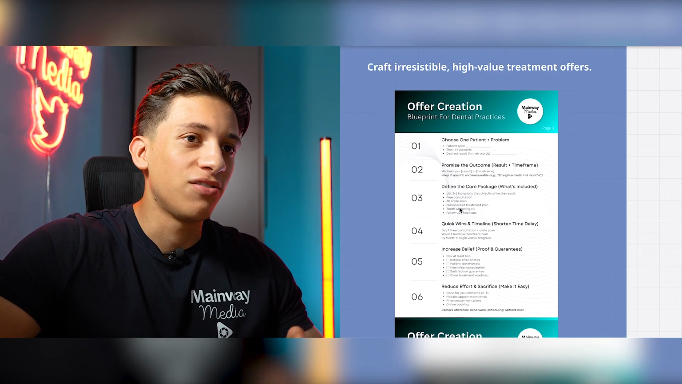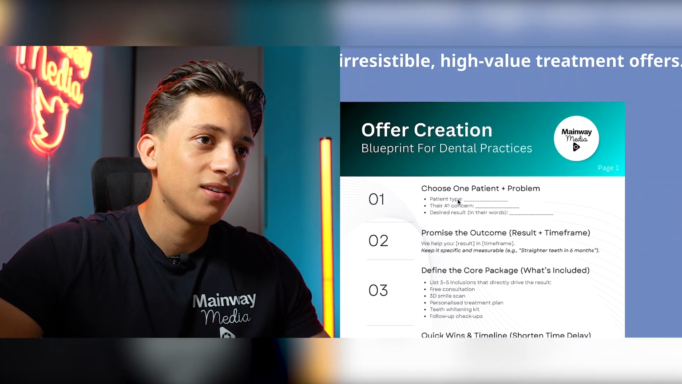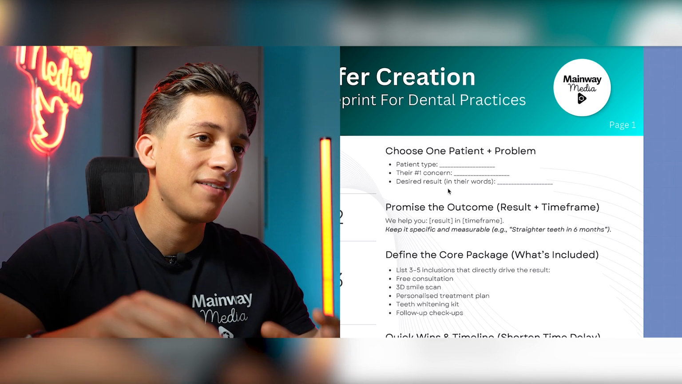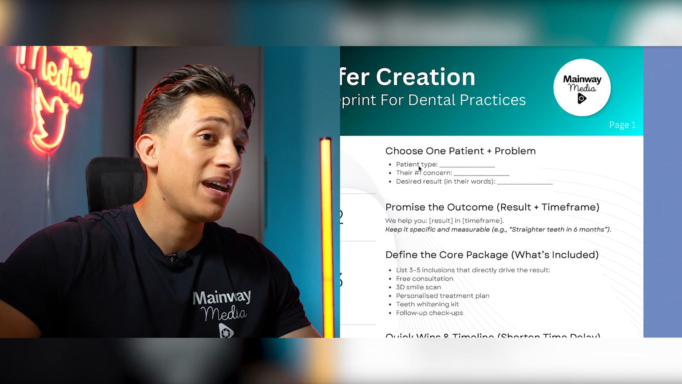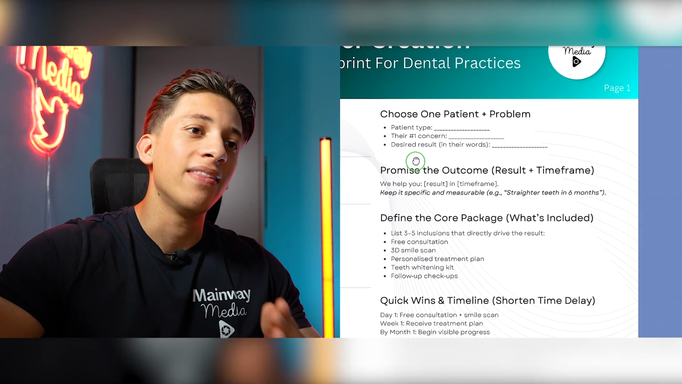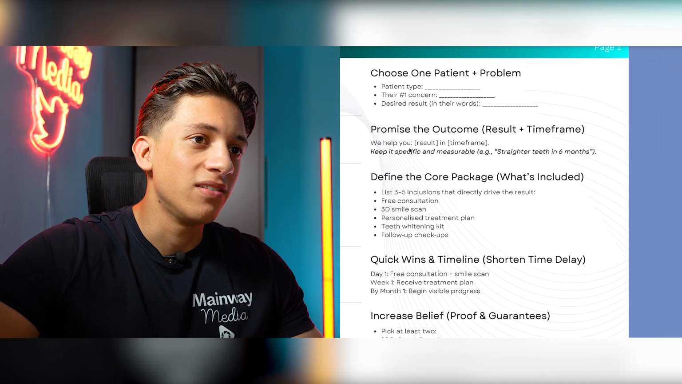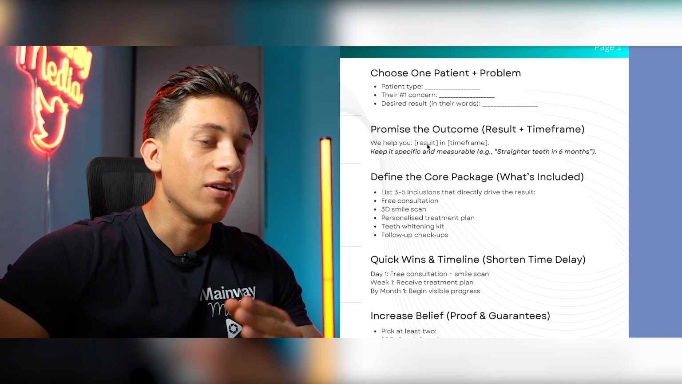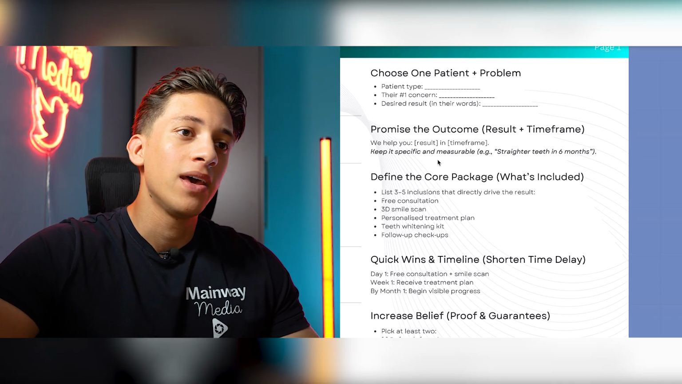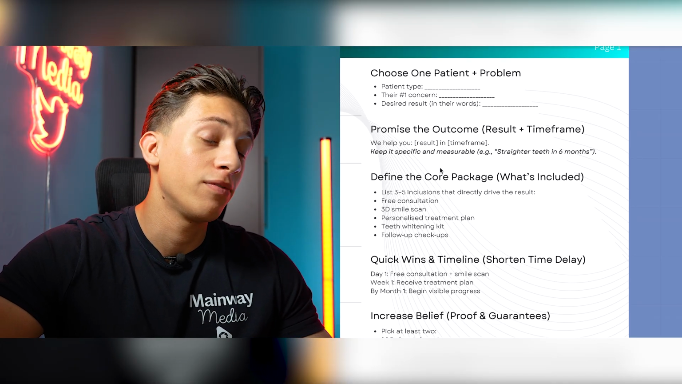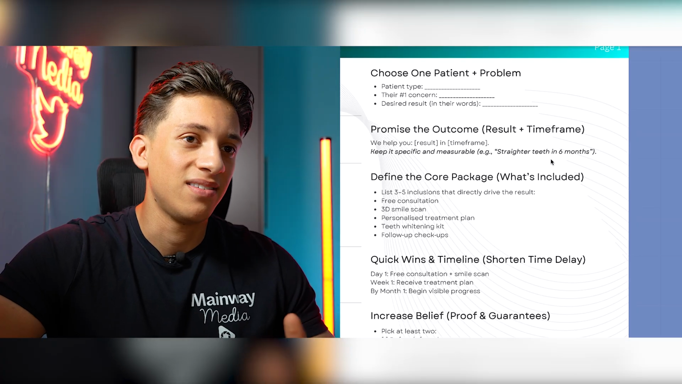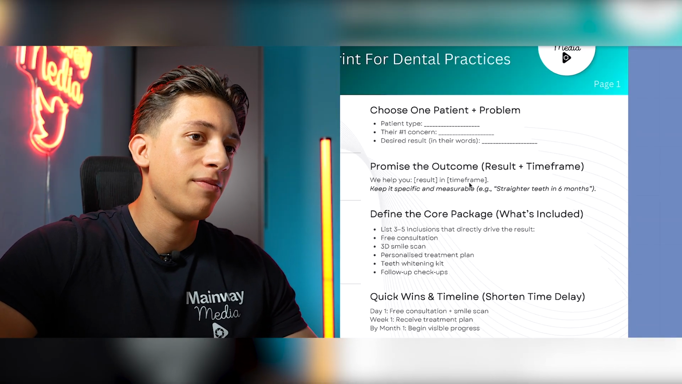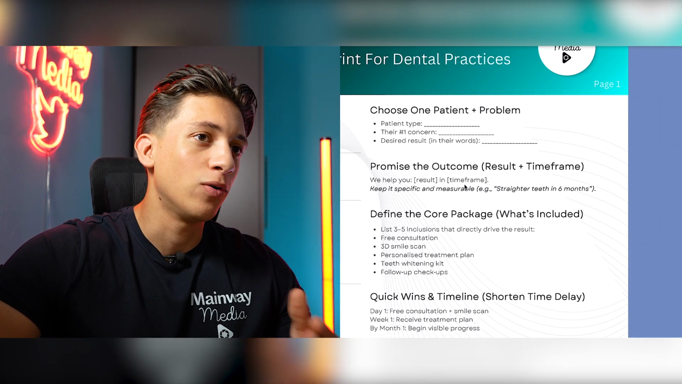So we've actually created this sheet here which can help you with this. Number one, choose one patient and their problem, so you can heavily dive deep into their concerns. So the patient type, their number one concern, and their desired results. Number two is you need to promise the outcome. So we will help you get the result in X time frame. You need to keep it specific and measurable. So for example, straighter teeth in 6 months. That would be a good result time frame. And the shorter that this time frame is, the more appealing your offer will be.